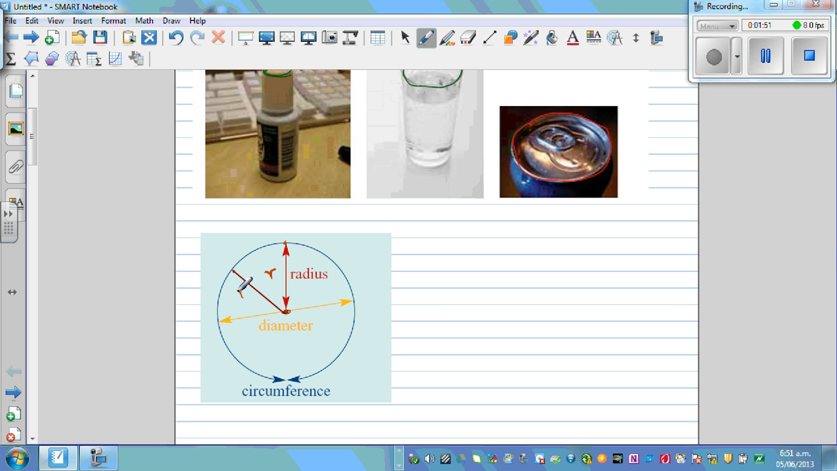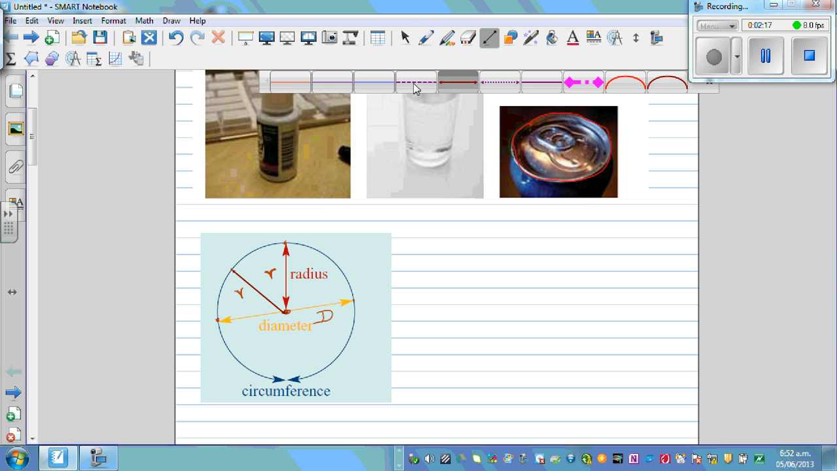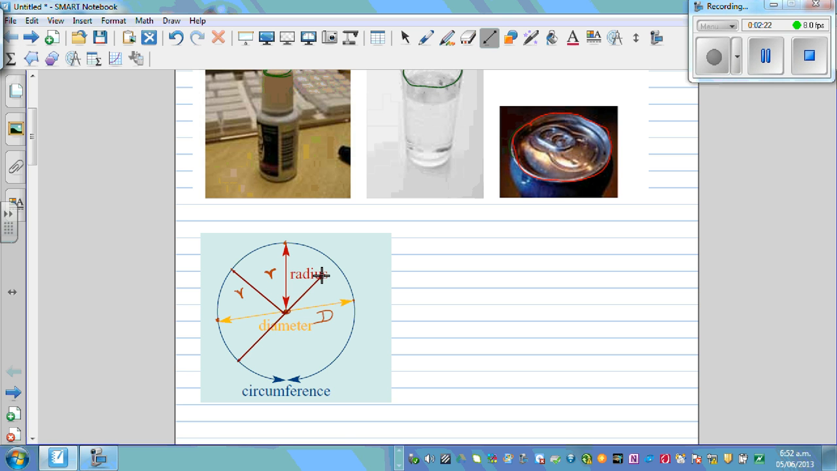Any time you join the center of the circle to any point on the circle, that distance is called the radius. And what's a diameter? Diameter is the distance from one point of the circle to another point through the center. So let's use the letter D. The diameter is the distance from one point to the other point through the center. Let me draw one more diameter. You can draw a diameter like this. This is also a diameter.